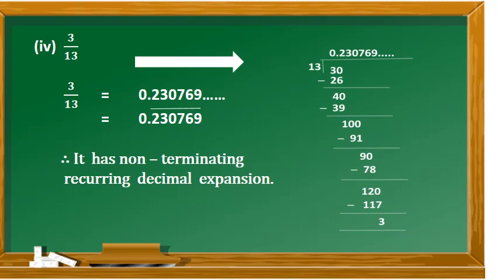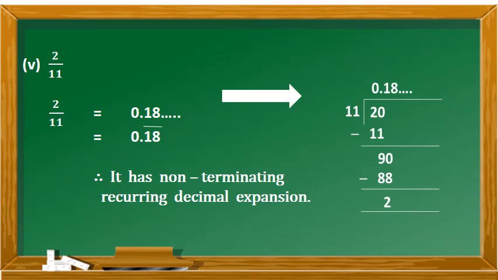So 3 by 13 is equal to 0.230769 ... which can be represented as 0.230769 with a bar, where the bar represents the set of digits being repeated again and again. Therefore, 3 by 13 has a non-terminating recurring decimal expansion.